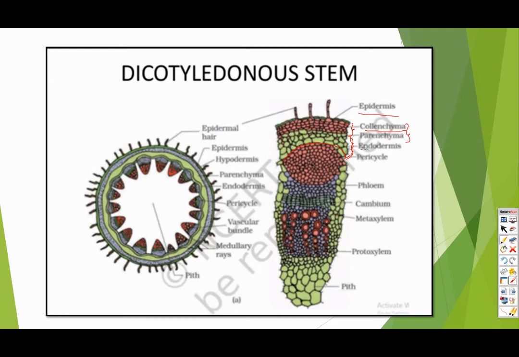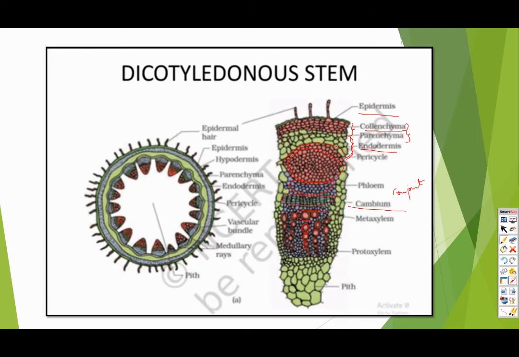So it is endarch, not exarch. It is nothing but endarch. Understood? And remember always one more thing: endarch condition will always be present in the stem. Exarch condition will always be present in the root. You should remember this.